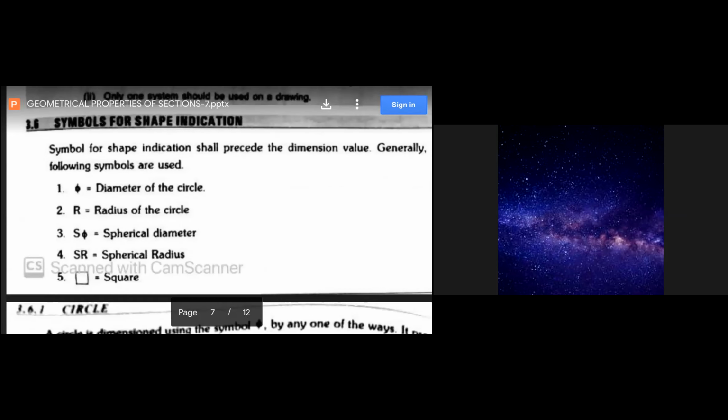Symbols for shape indication shall precede the dimension value. Generally, all these are the symbols we can use for writing the dimensions of small components above leader lines. Here, the diameter symbol indicates the diameter of the circle. Capital R means radius of the circle. S with the diameter symbol means spherical diameter. SR means spherical radius. Square symbol means a small square.